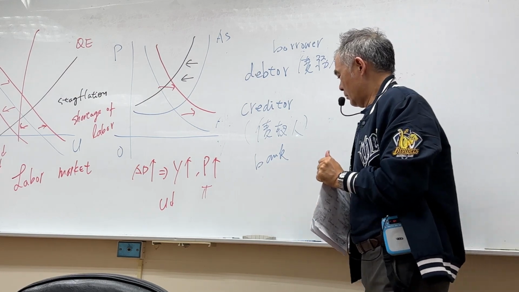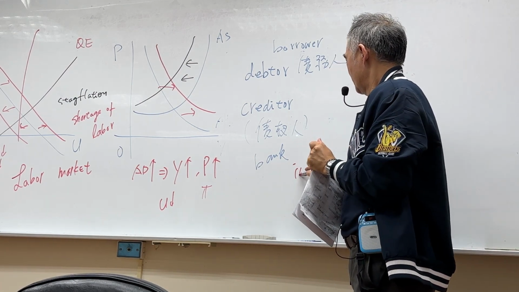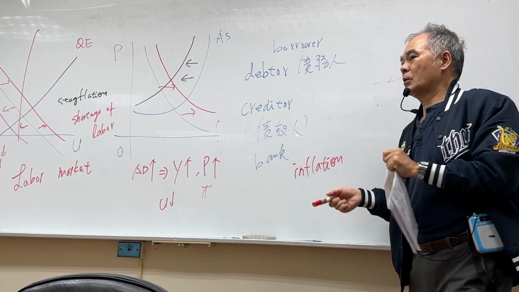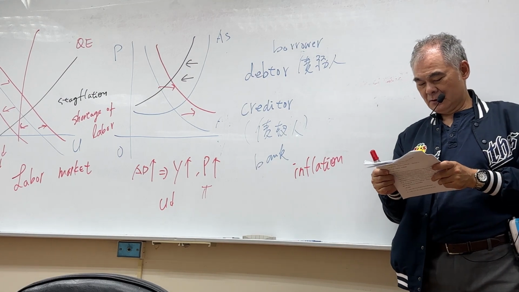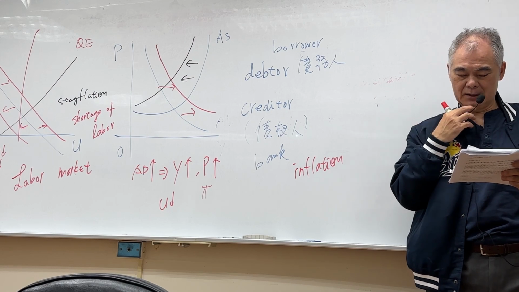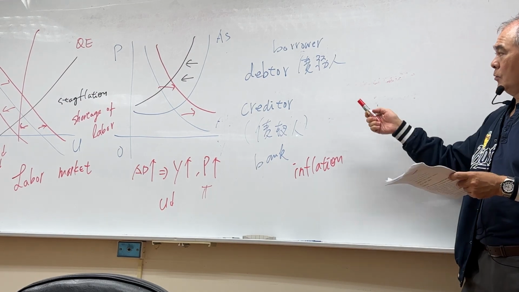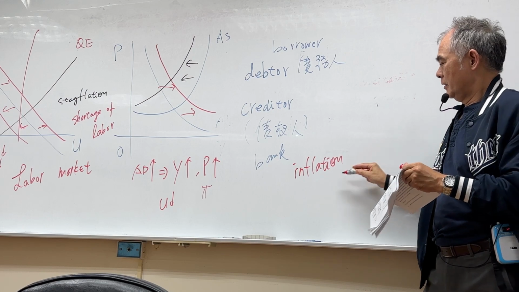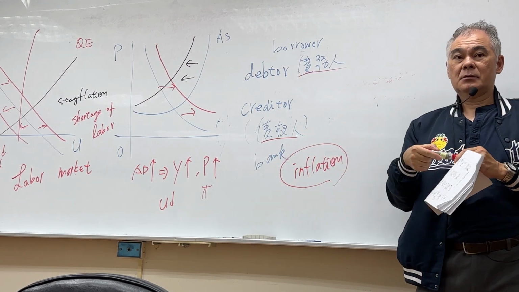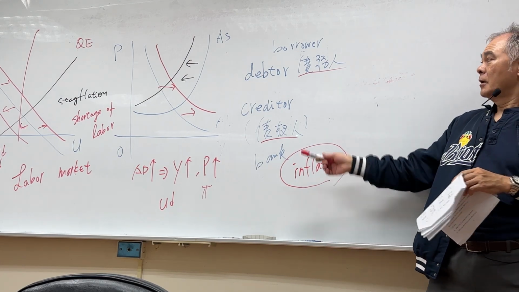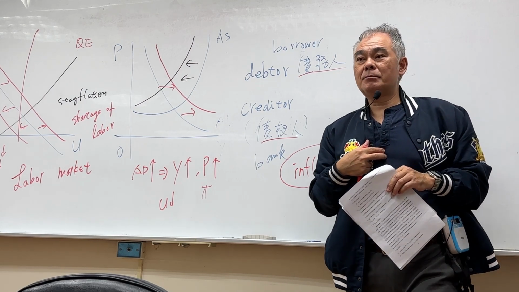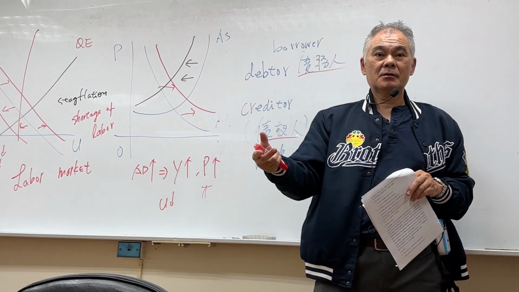So now let us say we have inflation, okay? So who got benefit from inflation? This one or this one? So which one got benefit from inflation? The debtor or the creditor? The debtor, okay? Why? So let us say I'm a business selling lunch boxes, okay?